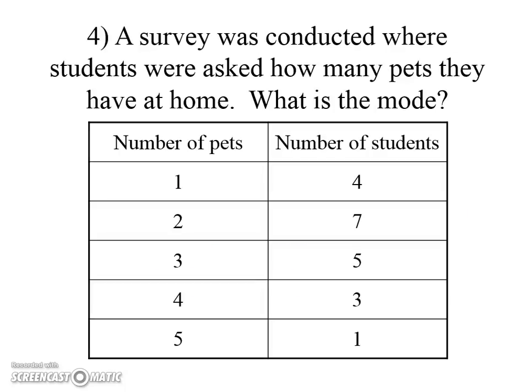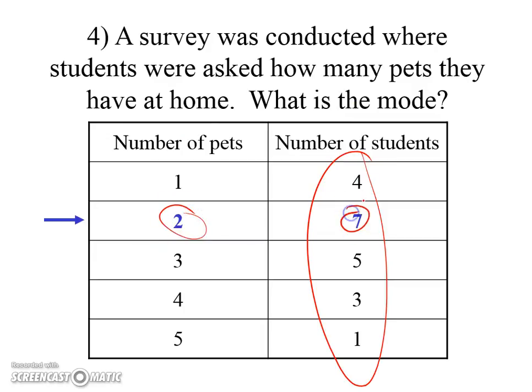Pause the video and try this problem. We discussed in class how this one can be tricky because the mode is not going to be the number that appears most often here. In this case, it's going to be the largest number, because the number of students who said they had 2 pets was 7, so more students said they had 2 pets than any other number of pets.